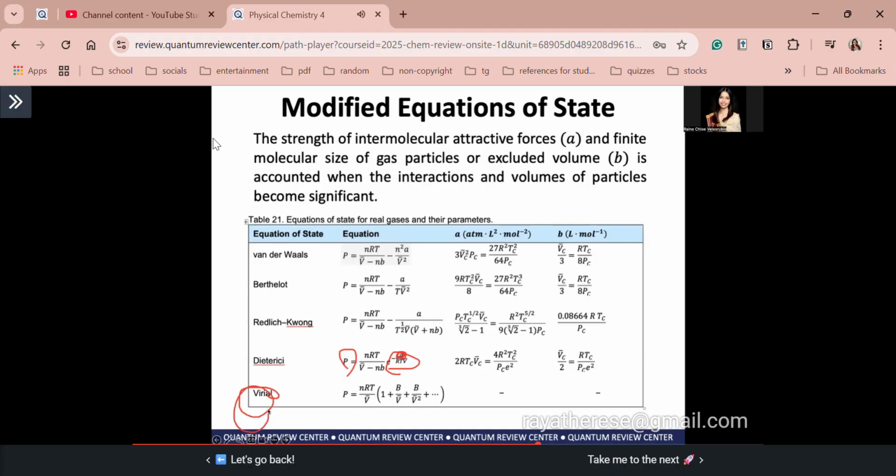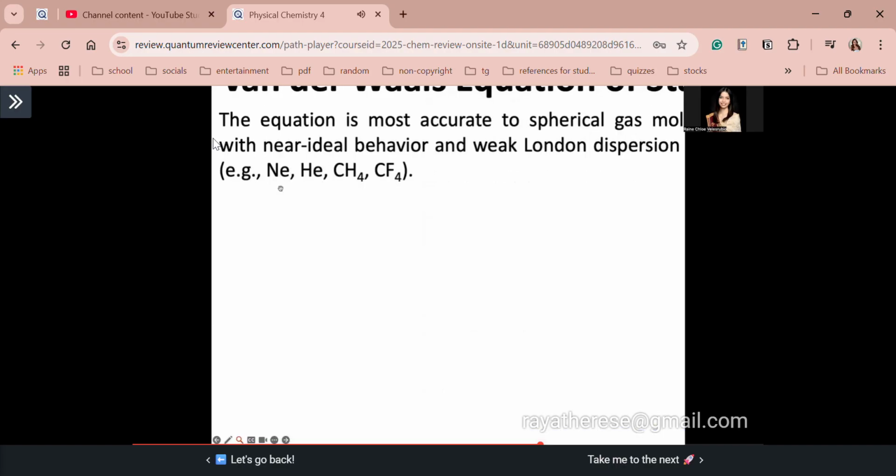And lastly, the virial equation. Okay? So guys, the virial equation kailangan i-memorize. Okay? It is just a series expansion used to describe your real gases, okay? Where the coefficients B, C, etc., they represent molecular interactions. So ginagamit ito mostly for low density gases. Okay? Yan.